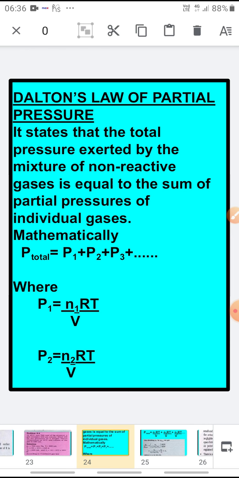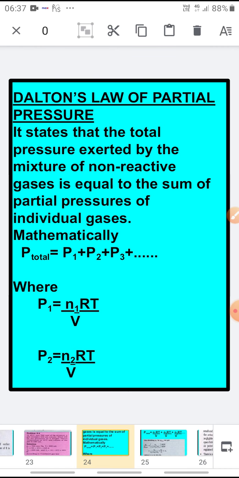Now, what does Dalton's law state? It states that the total pressure exerted by a mixture of non-reacting gases, like for example in a container you have 2-3 gases, but the gases are non-reacting, they do not react with each other, then the total pressure is equal to the sum of the partial pressures of the individual gases.